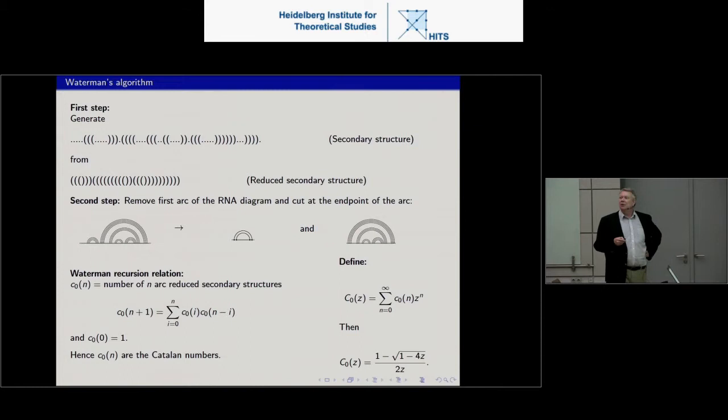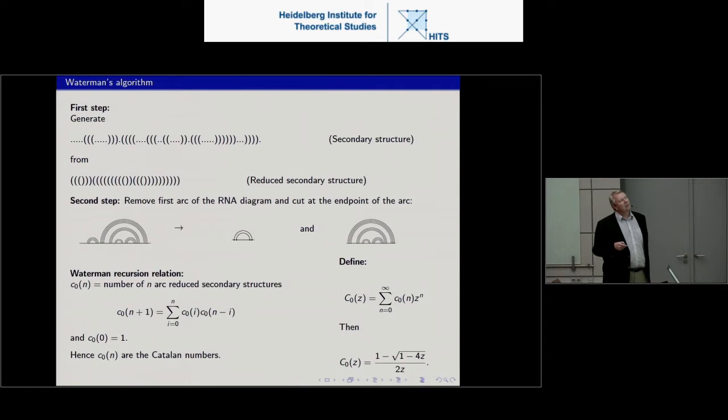If you take the first arc and you remove it and you chop at its endpoint, what you discover is that you get two diagrams which are of exactly the same nature. So this is an obvious recursive way to construct everything: take two arbitrary diagrams, stick them together, and put one more arc on like this. Let's see if we can then count how many diagrams we have. Let's define C0 of n to be the number of n-arc secondary structures, and these are called reduced when they don't have any empty slots.